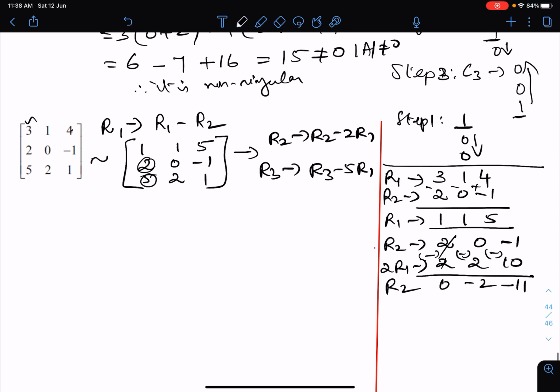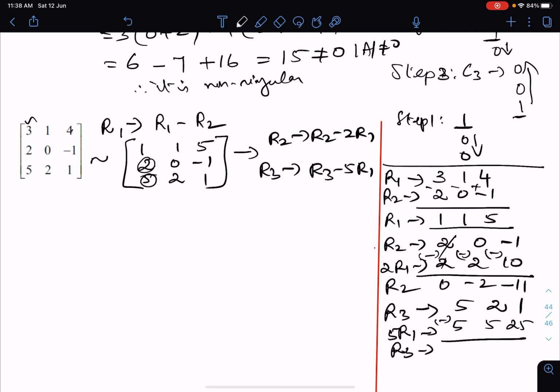Now coming to our R3, write the R3 as it is, and with R1 you are going to multiply by 5, and that is going to give you a converted R3. What is our R3? 5 2 and 1. 5 into R1 will give you 5 5 and 25. Change your sign, so this will get cancelled, 0, this is going to be minus 3, and this is going to be minus 24. So that is your R3.